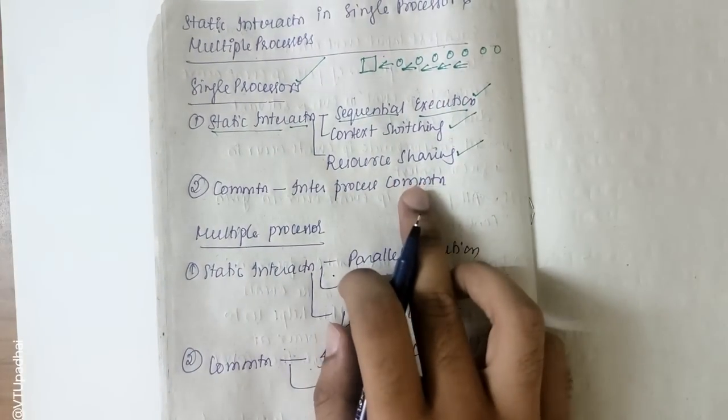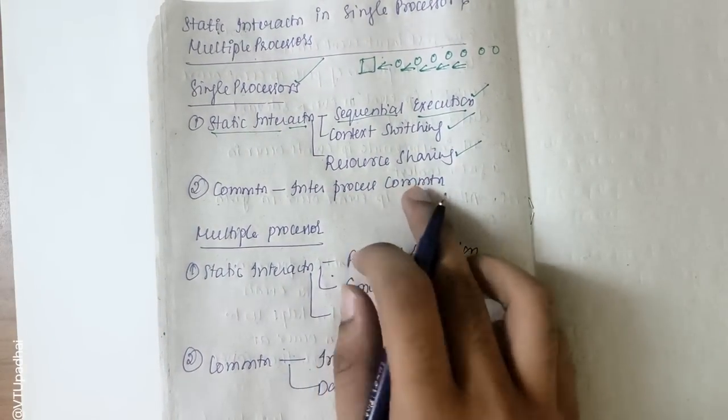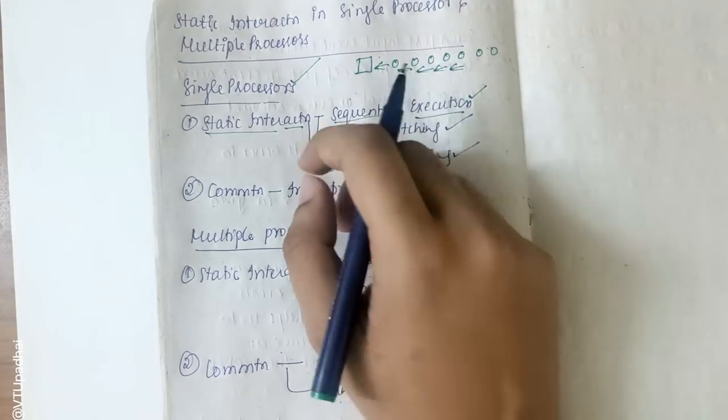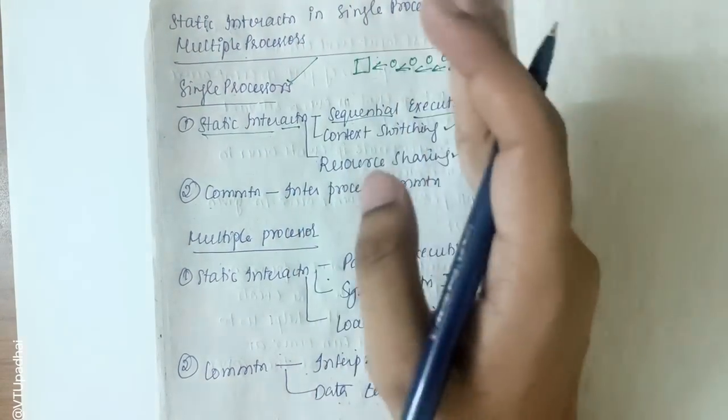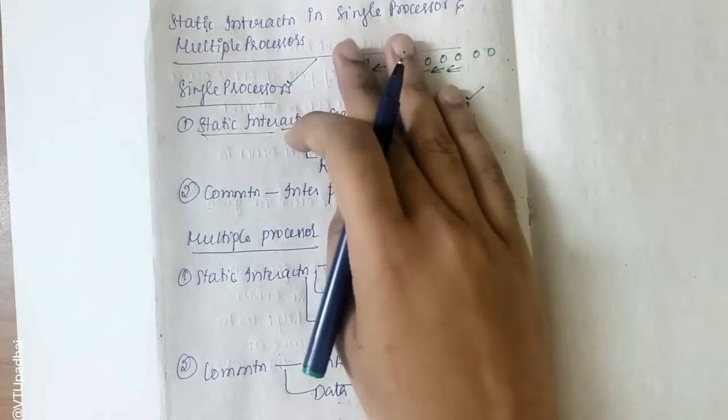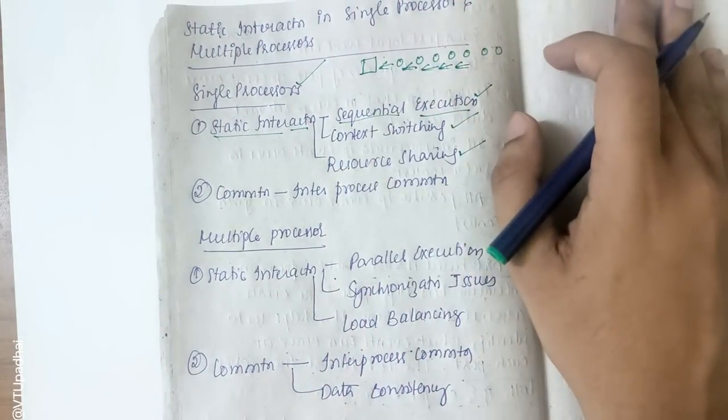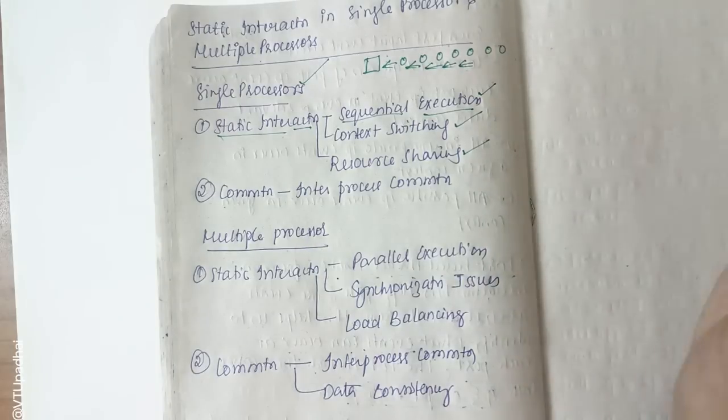Then we have resource sharing. Since only one process is executed at a given time, the resources like CPU, memory, and all the other resources are shared in a controlled manner. So the interactions are often simple, but can be less efficient if context switching is happening among them.